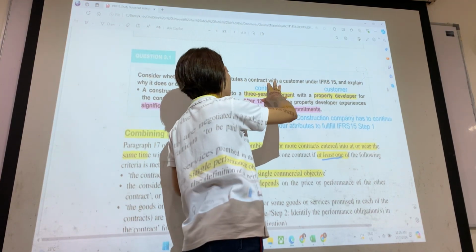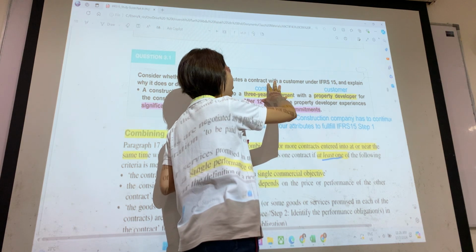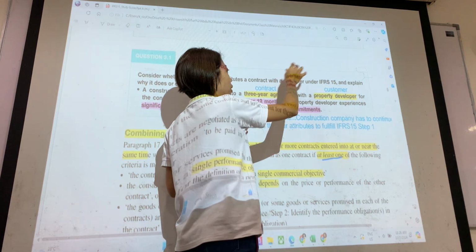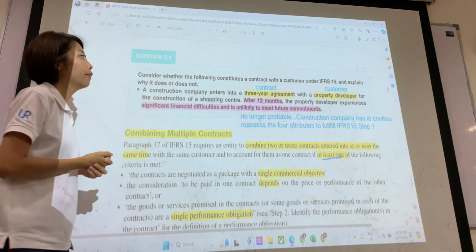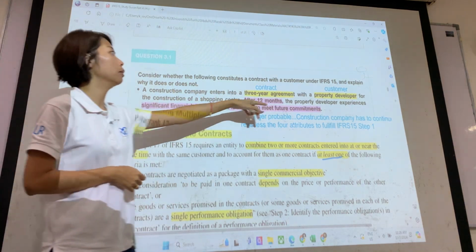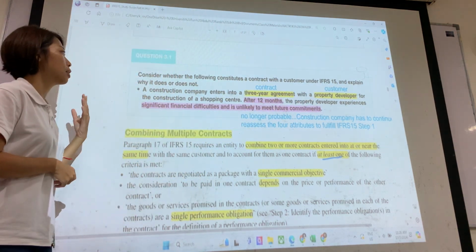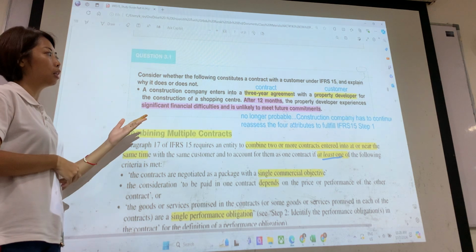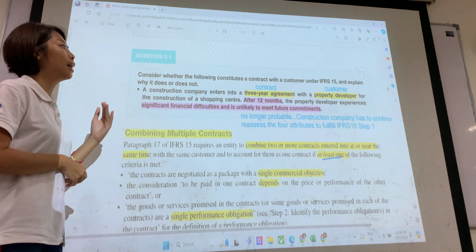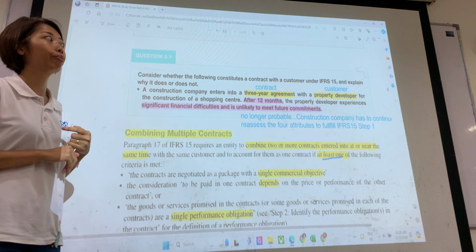So we want to see whether step 1 is fulfilled or not, whether there is a contract, whether there is a customer or not. Now, after 12 months, the property developer, that means the customer, experiences very significant financial difficulties and it is unlikely to meet the future commitment.